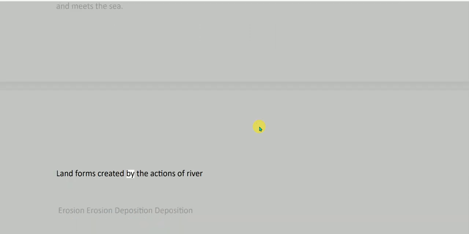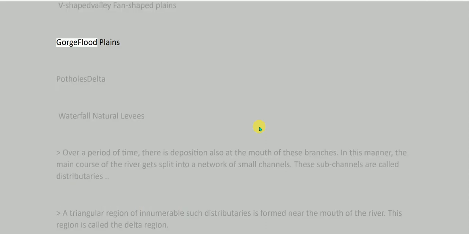Landforms created by the actions of river erosion and deposition: V-shaped valley, fan-shaped plains, gorge, flood plains, potholes, delta, waterfall, natural levees. Over a period of time, there is deposition also at the mouth of these branches. In this manner, the main course of the river gets split into a network of small channels. These subchannels are called distributaries. A triangular region of innumerable such distributaries is formed near the mouth of the river. This region is called the delta region.